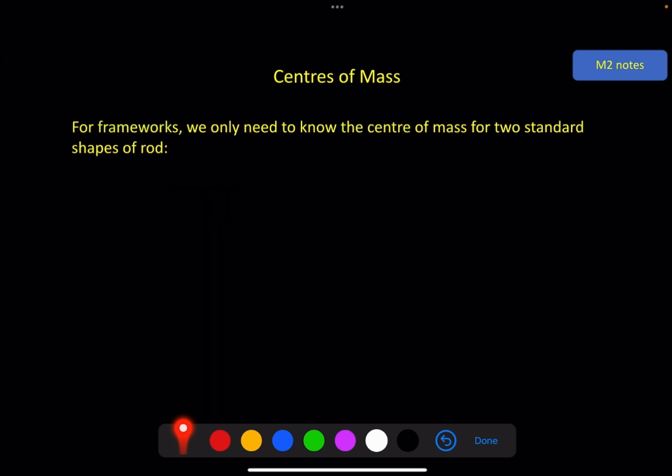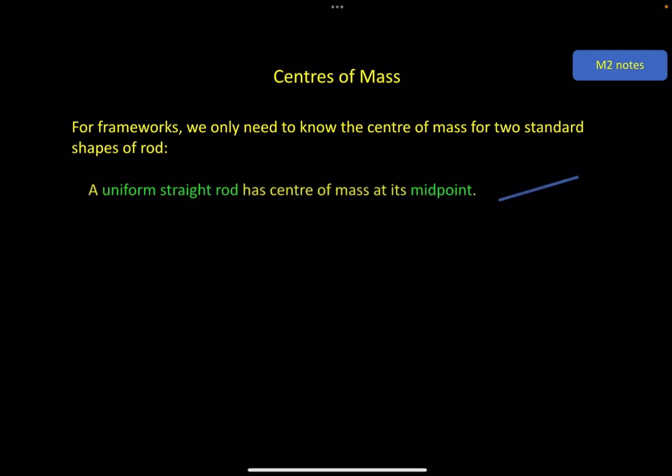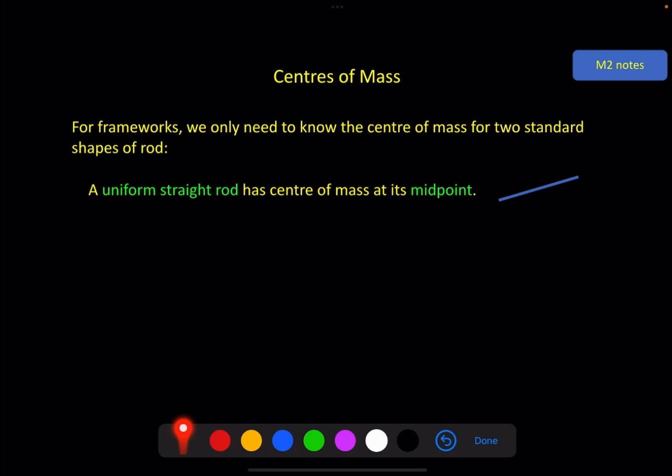So for frameworks, we need to know two standard shapes of rod. A uniform straight rod has a center of mass at its midpoint. So if you've got a straight line here, the length is the relative mass, and the midpoint is where that mass is assumed to be acting, the center of mass.